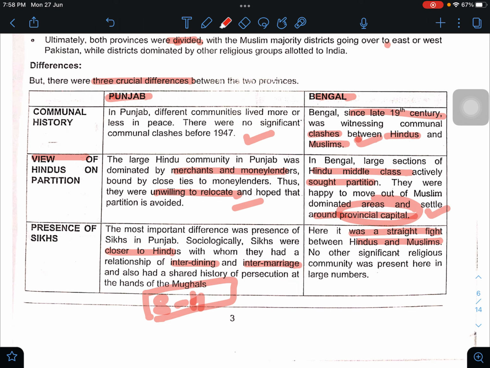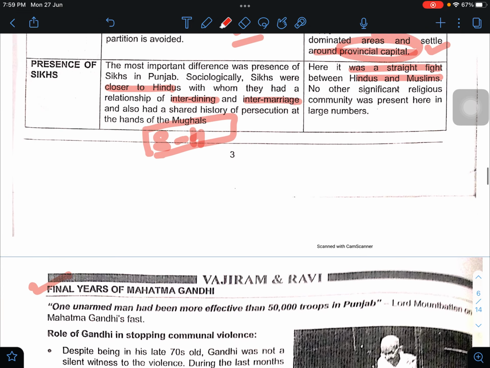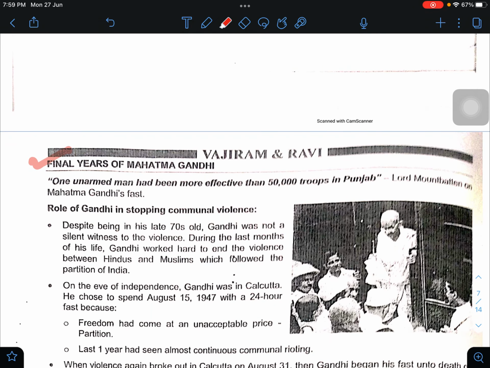But in Bengal, there was a straight fight between Hindus and Muslims. There were no Sikhs, and no other significant religious community was present there in large numbers. Next, final years of Mahatma Gandhi.